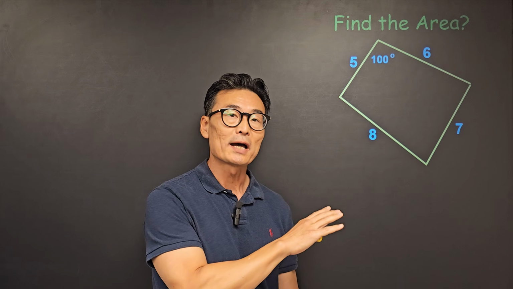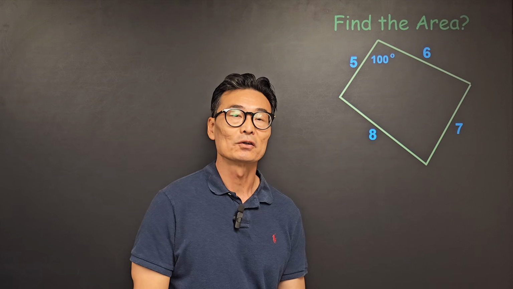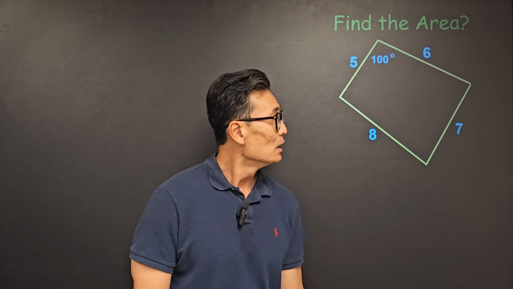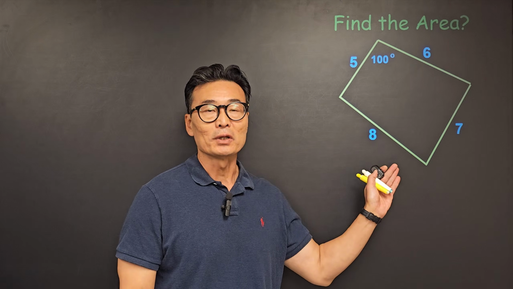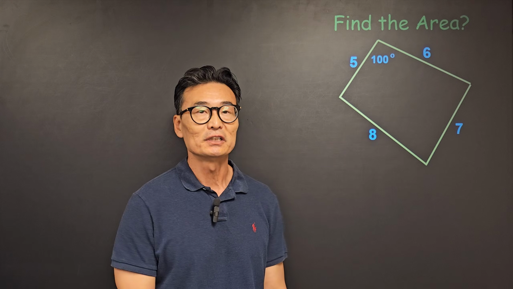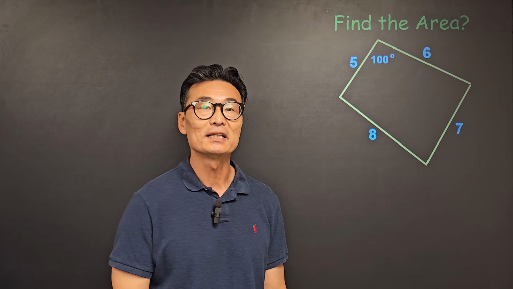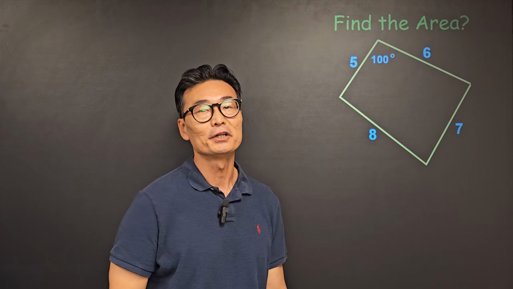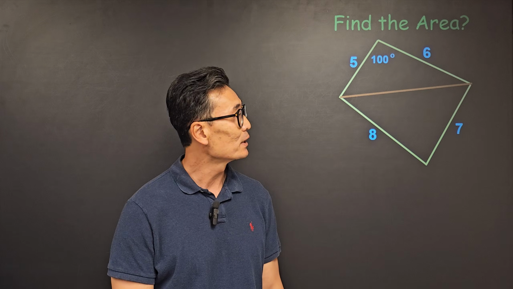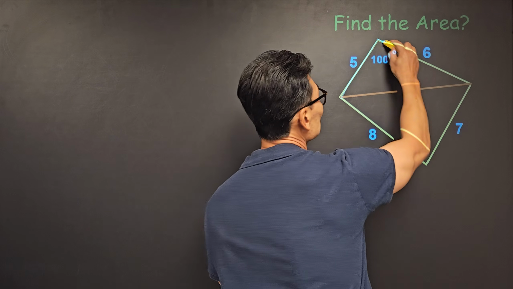Here we have a quadrilateral where 4 sides are given and only one of the angles is known. And we're trying to find the area of it. Instead of finding the area of the quadrilateral directly, what I want to do is divide this quadrilateral, the 4-sided figure, into 2 triangles, find the area of the triangles, and then add them up to get the area of the quadrilateral. So let's begin by drawing a line right here to separate the quadrilateral into 2 triangles.